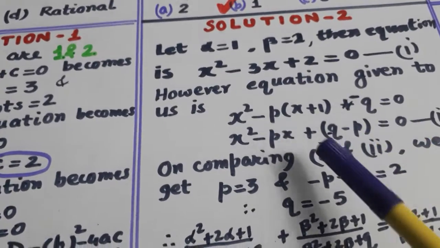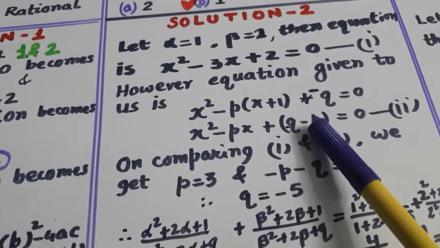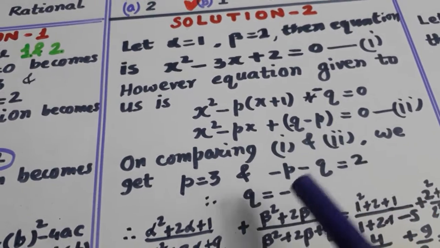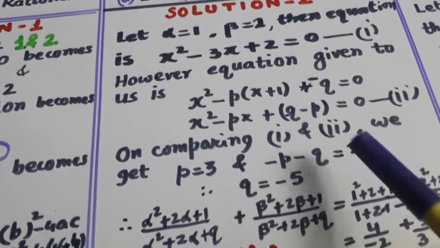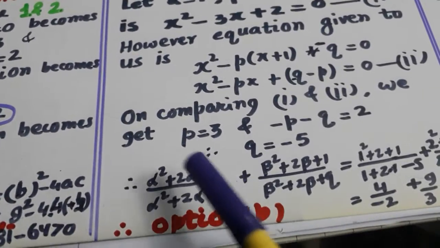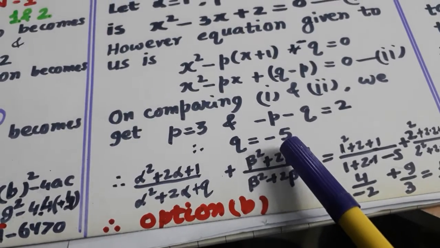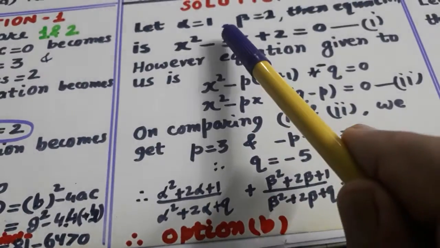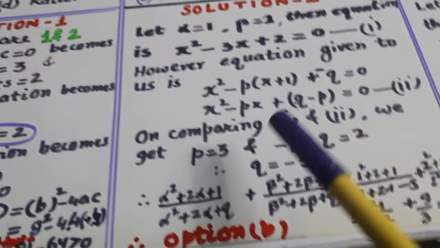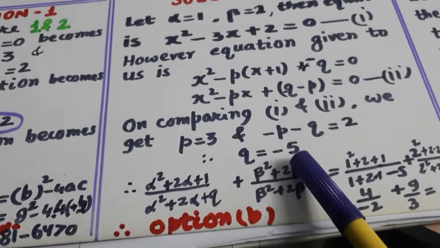Similarly, here constant term is minus q minus p. Here constant term is 2. So we know p is 3. Put it here. You get q is equal to minus 5. Now we know alpha, that is 1. We know beta, that is 2. And we know q, that is minus 5.